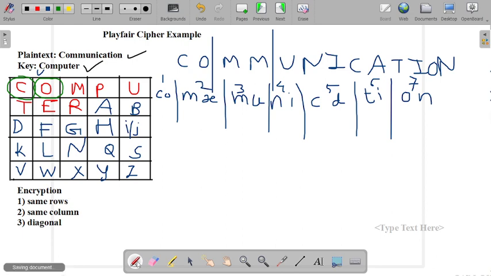If the characters are in the same row, then we are following our first rule: we have to take the next right alphabet from each character. So from C, O is the right one, and for O, M is the right one. So for C, we write the ciphertext as O, and for O, we write the ciphertext as M.